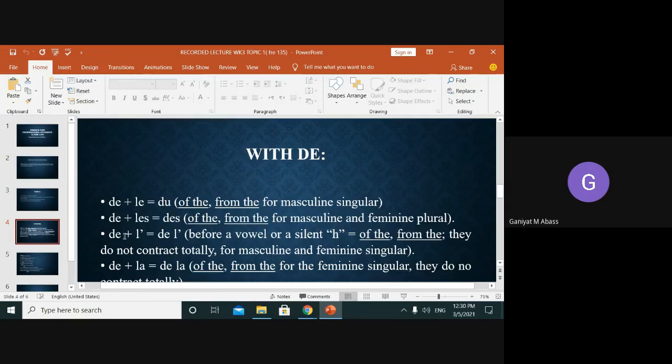Okay? And then you have de plus l'. Okay? This is used before a vowel or a silent h. And they do not contract totally for masculine and feminine nouns. Okay? But here you have this.